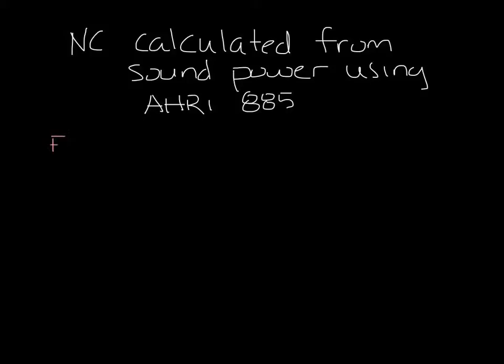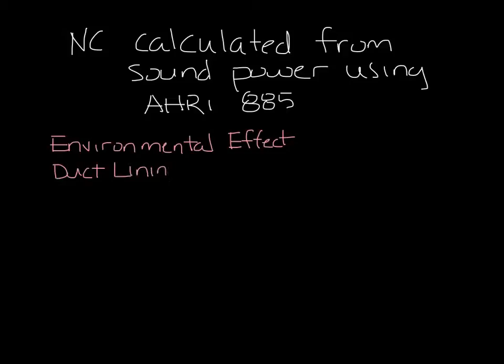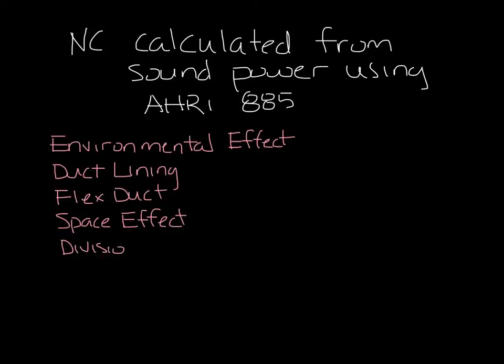The attenuation factors that we must use are the environmental effect, which is the correction factor for calibrating the reference sound source in an anechoic chamber but using it in a reverb room for testing. Duct lining. For catalog NC data, we assume 1-inch lined ductwork. Flex duct. For catalog NC data, we assume you have 5 feet of vinyl core flex duct. The space effect for a 2,500 cubic foot room. 1 division of airflow, basically splitting the airflow into 2 equal spaces. And EndReflection, which is what we're going to discuss now.